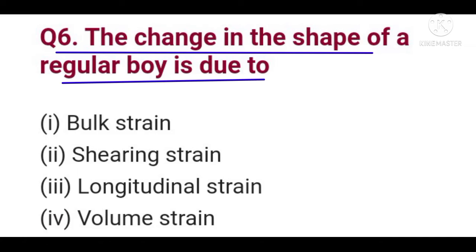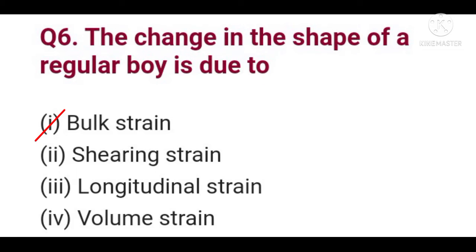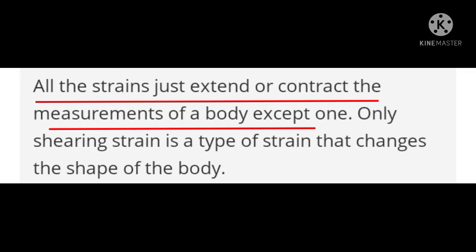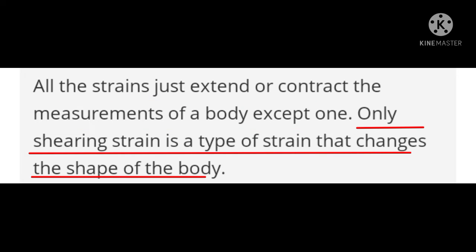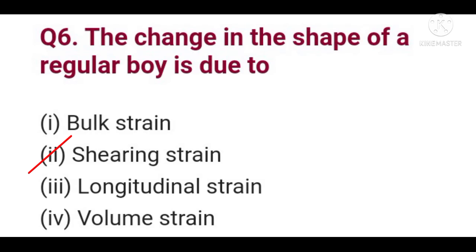Question number 6. The change in the shape of a regular body is due to first option bulk strain, second option shearing strain, third option longitudinal strain, fourth option volume strain. We know that all the strains just extend or contract the measurement of a body except one. Only shearing strain is a type of strain that changes the shape of the body. Second option is the correct option, shearing strain. The change in the shape of a regular body is due to shearing strain.